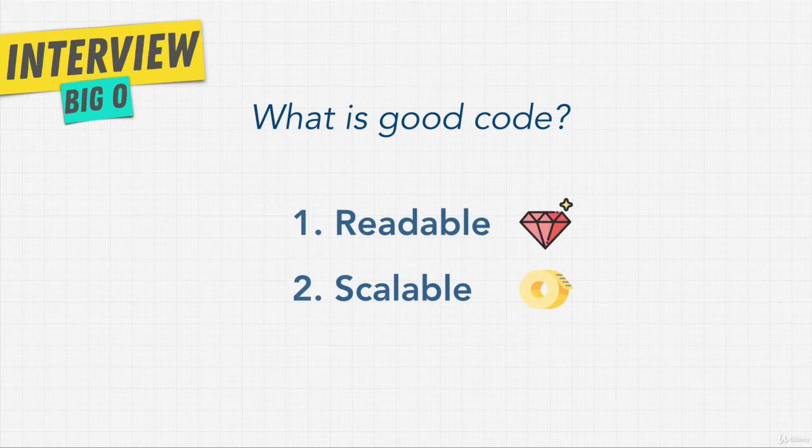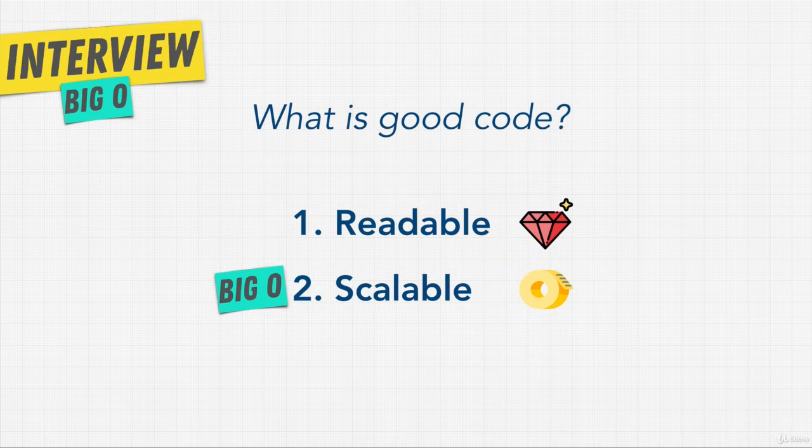You see, good code can be described in two points. One is readability. Is your code just generally clean? Can others understand your code? And then we have scalable code. What does that mean? Well, Big O notation is what allows us to measure this idea of scalable code that can scale.